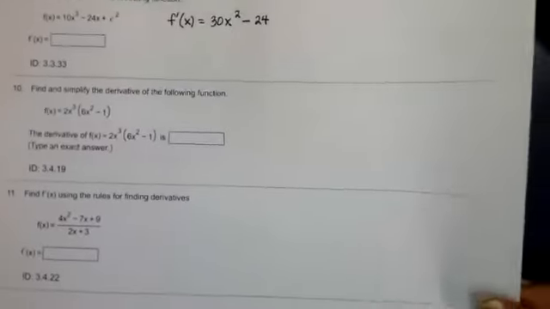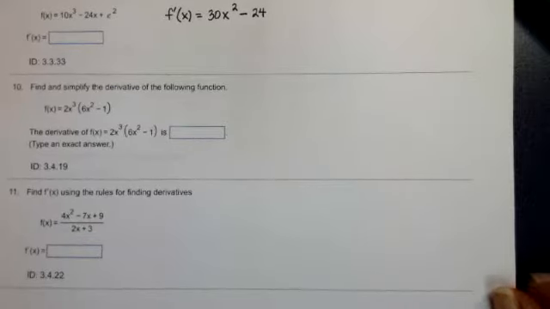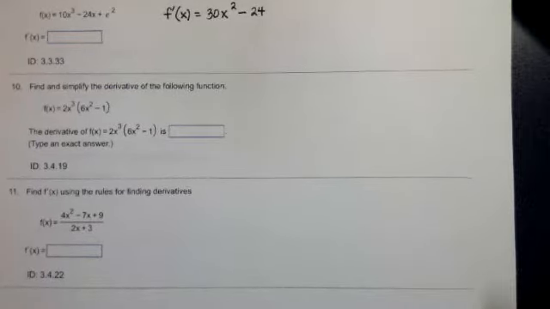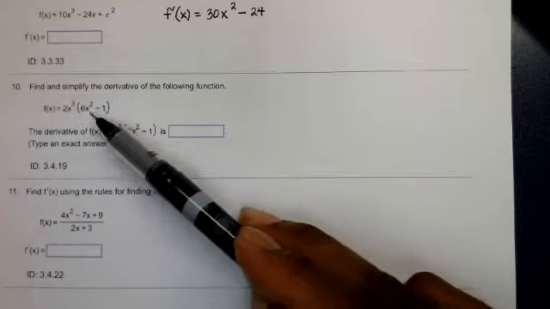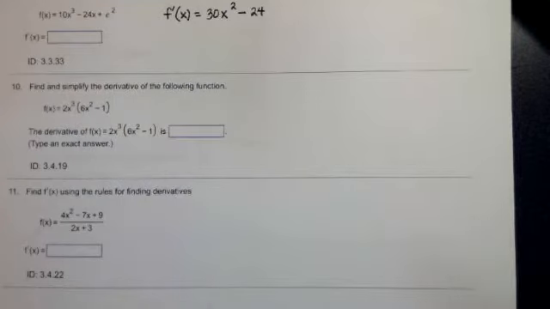All right, number 10. We're going to find and simplify the derivative of this function, f of x is equal to 2x cubed times the quantity 6x squared minus 1. Now, there are two ways you can do that. You can distribute the 2x cubed over the 6x squared minus 1, and then take its derivative, or apply the product rule. And here the product rule is just this.